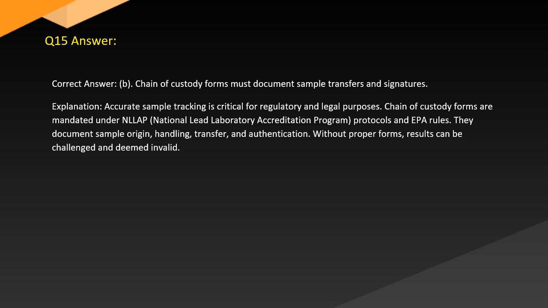Answer. Correct answer: B. Chain of custody forms must document sample transfers and signatures. Explanation. Accurate sample tracking is critical for regulatory and legal purposes. Chain of custody forms are mandated under NLLAP, the National Lead Laboratory Accreditation Program, protocols and EPA rules. They document sample origin, handling, transfer, and authentication. Without proper forms, results can be challenged and deemed invalid.